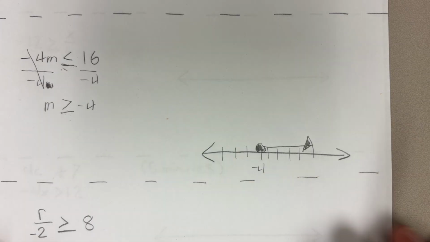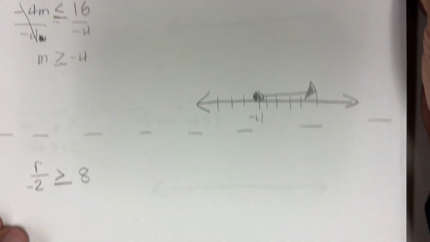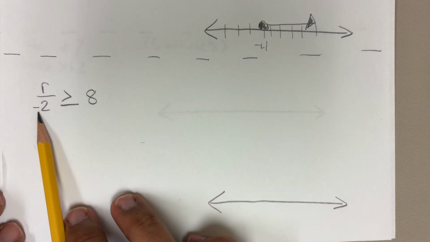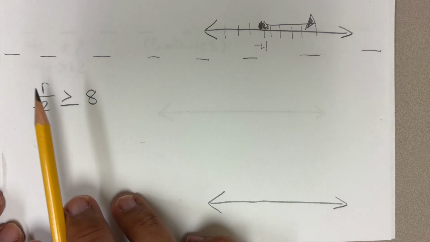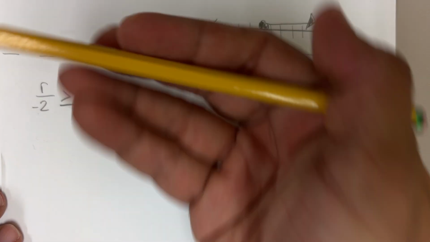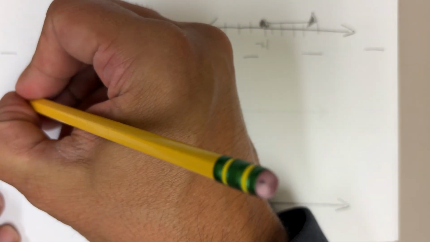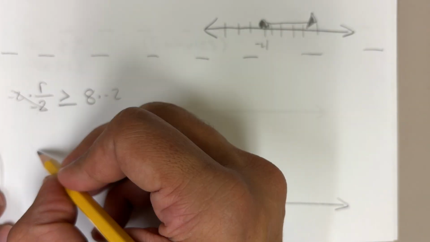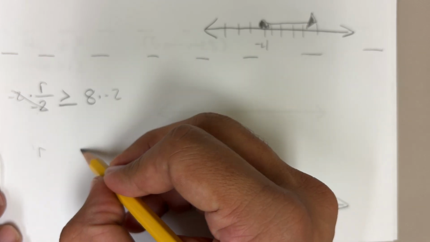Okay, here we go. Last example, going over the lessons. So r is being divided by -2. So the opposite of dividing by -2 is multiply by -2. So we're going to multiply by -2. That cancels. Multiply by -2. So now my last result is going to be r. This is going to be -16.